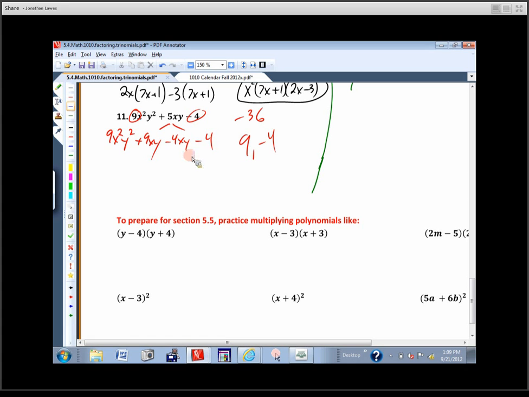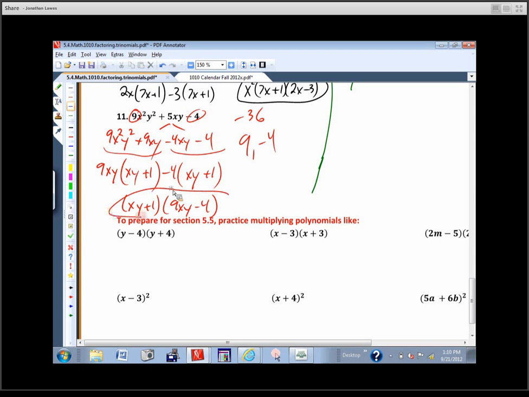It has 4 terms. We normally group the first 2 and the last 2. What do these have in common? A 9, an x, and a y. What's left? An x and a y. What's left? 1. A positive 1. What do these have in common? Negative 4. A negative 4. What's left? An xy plus an xy. I took out the negative and the 4, so I'm left with a positive 1. And look what I get. xy plus 1, 9xy minus 4.